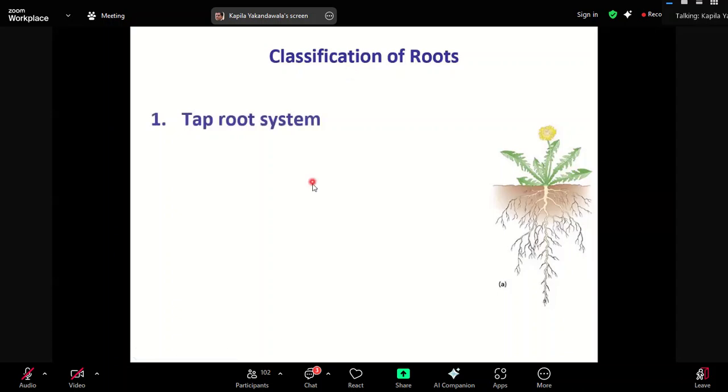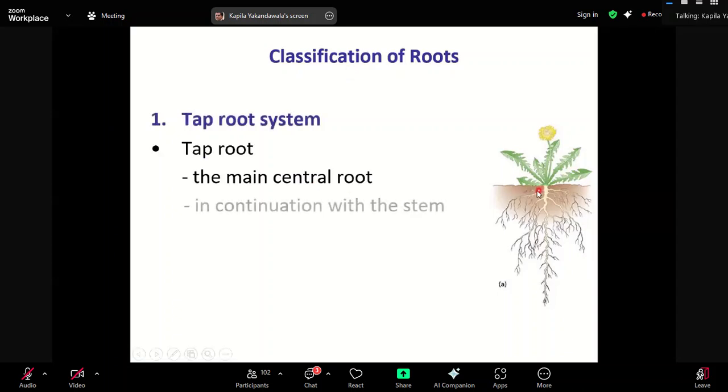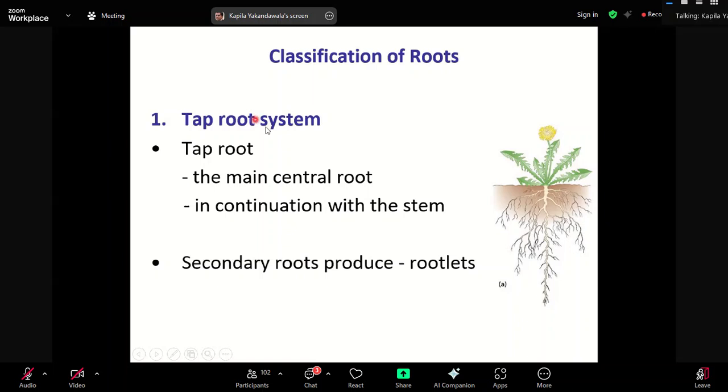Then first, let's look at the root system. You know, root system is usually underground. So root system can be divided into two groups. Taproot system, where you can see the main trunk is extended. And from this one, secondary and maybe tertiary roots appear and they produce rootlets.